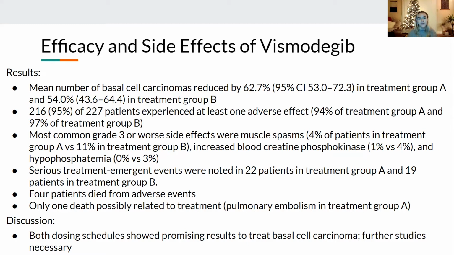treatment group B. 216 of the 227 patients experienced at least one adverse effect. The most common grade 3 or worse side effects were muscle spasms, increased blood creatine phosphokinase, and hypophosphatemia. Serious treatment emergent events were noted in 22 patients in treatment group A and 19 patients in treatment group B. 4 patients died from adverse effects, but only 1 death was possibly related to treatment, which was a pulmonary embolism in treatment group A. Both dosing schedules showed promising results to treat basal cell carcinoma, though further studies are necessary.